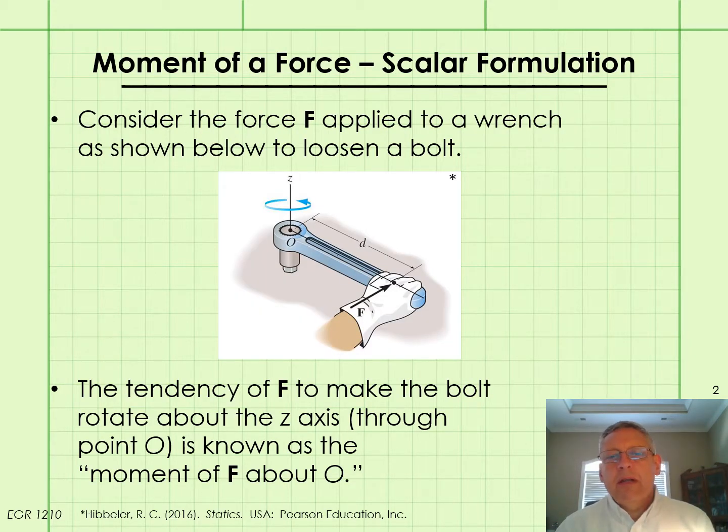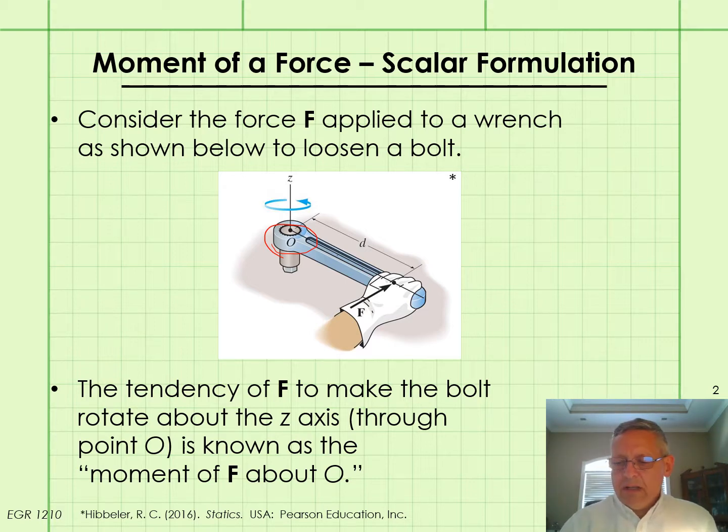Let's consider a force F being applied to a wrench as shown in order to loosen a bolt. The tendency of the force F to make the bolt rotate about the z-axis, which passes through the point O here, is known as the moment of F about O, and is also known as a torque.